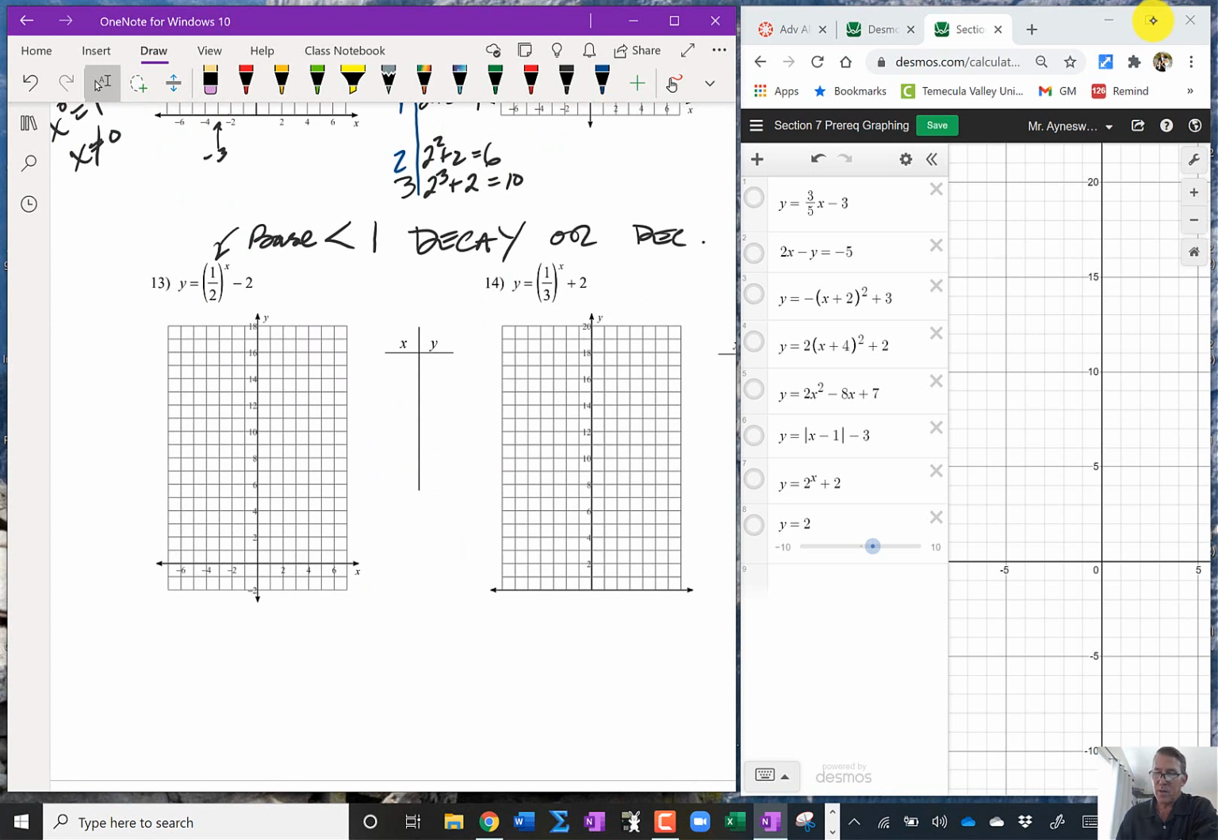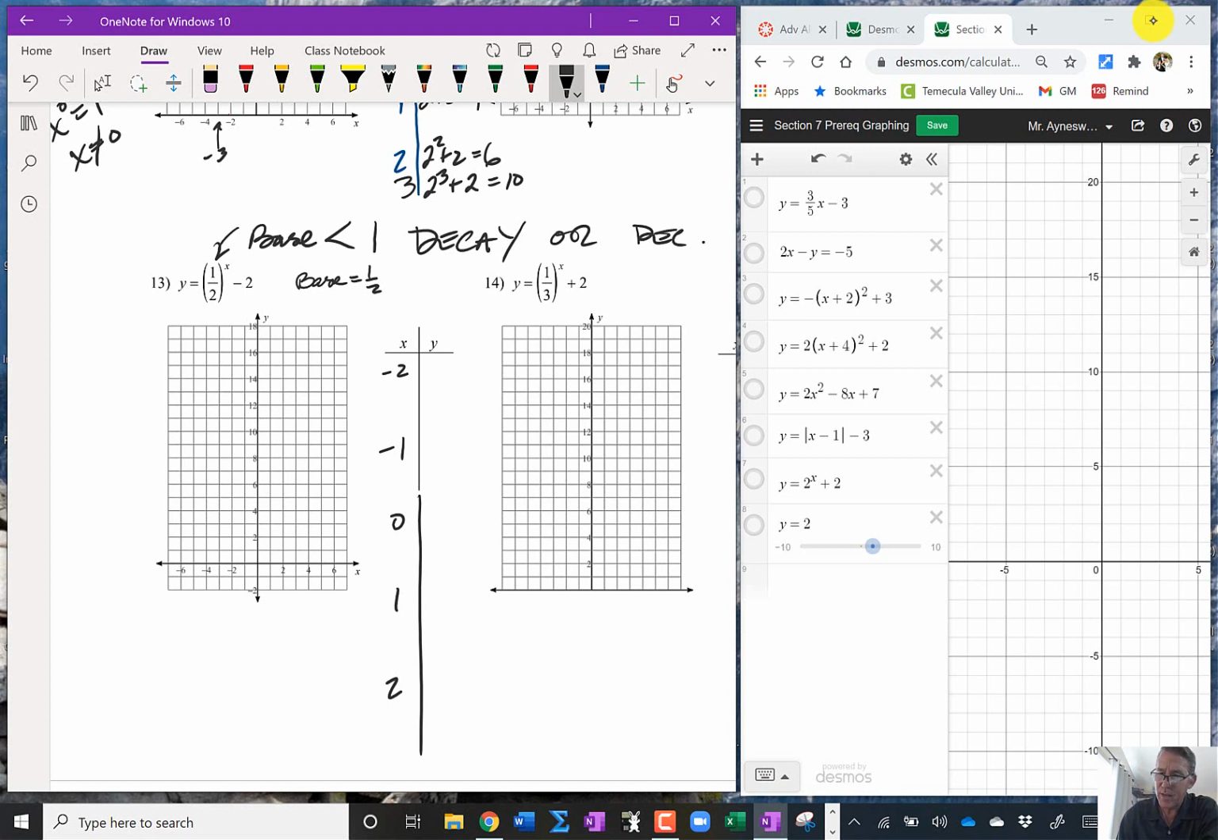Okay, so the base is less than 1. It's equal to 1/2. So the base in this one is 1/2. Alright, and you're going to see things get smaller and smaller and smaller. So let's pick some values. Let's start off with a negative value. So -2, and then I'll go to -1 all the way to 2. So -1, 0, 1, and 2.